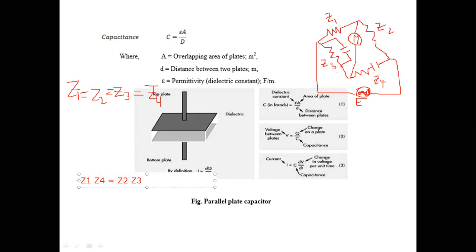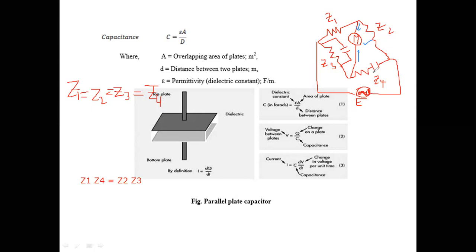When Z1 Z4 equal to Z2 Z3, the bridge is balanced such that I will get no current in this meter, current equal to 0. Why? Because current entering from this side and this side is equal, and both are in opposite directions, so they cancel each other and current equals 0. So this is the condition where it is balanced, right?